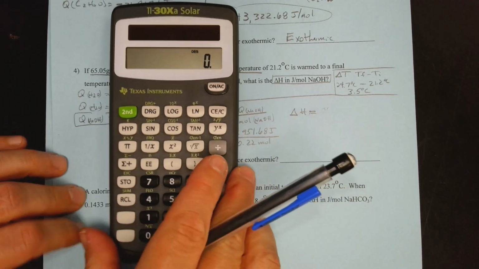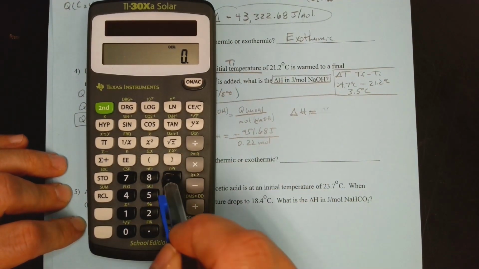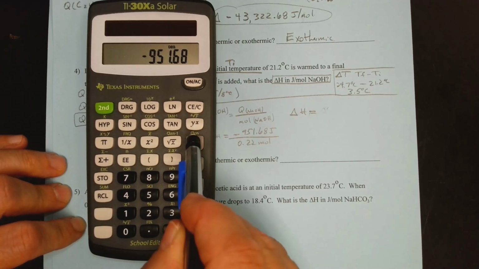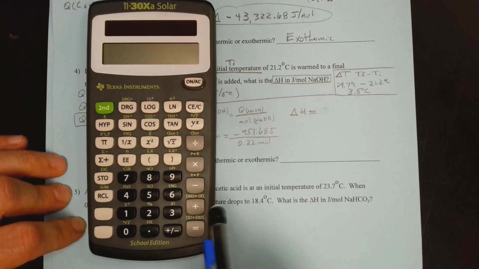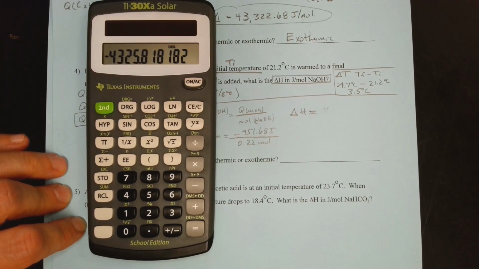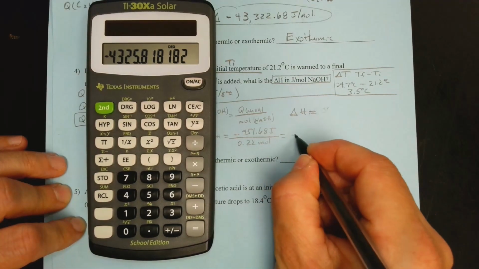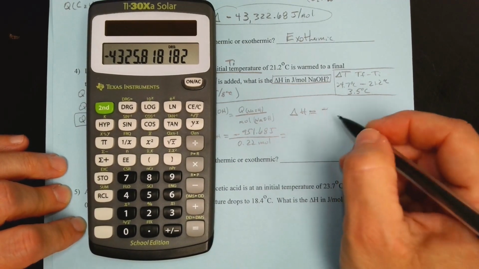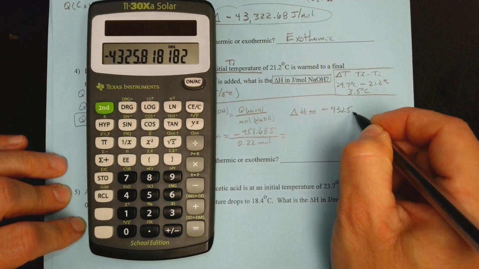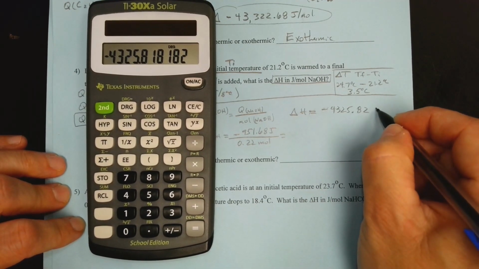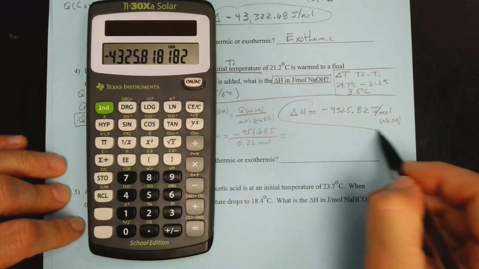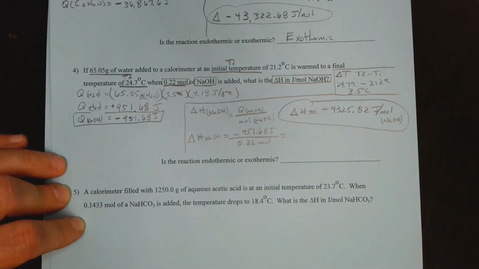I've got 951.68. And again, that's a negative, so I have to use the little key down at the bottom, divided by 0.22, equals a change in energy of minus 4,325.82 joules per mole of NaOH, otherwise known as sodium hydroxide. So that's going to be my change in enthalpy right there.